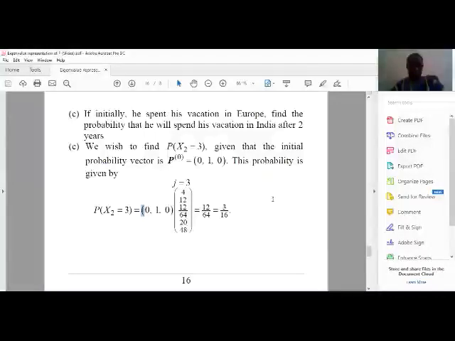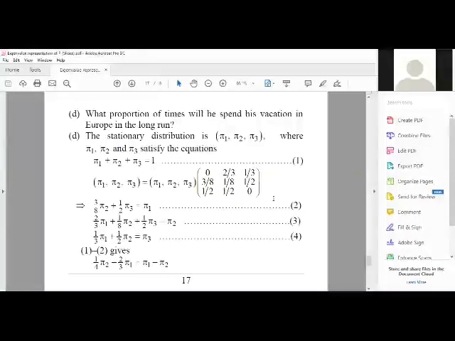Are we okay? Great. So let's go to part D. What proportion of times will he spend his vacation in India, in Europe, in the long run? Whenever you see the words long run, they want the stationary distribution. Because the transition probability matrix has dimension 3, this time we have pi 1, pi 2, and pi 3.